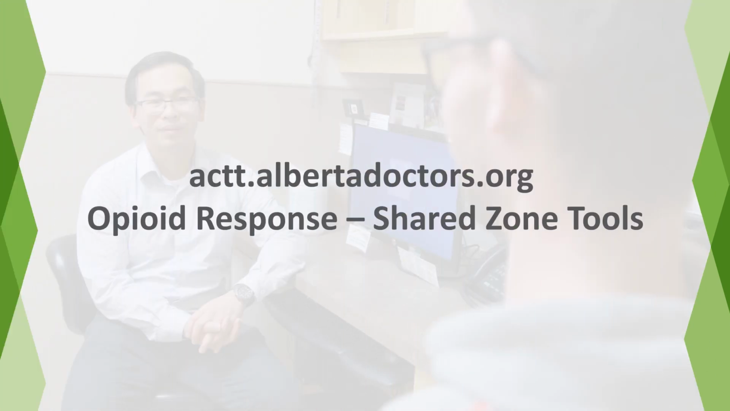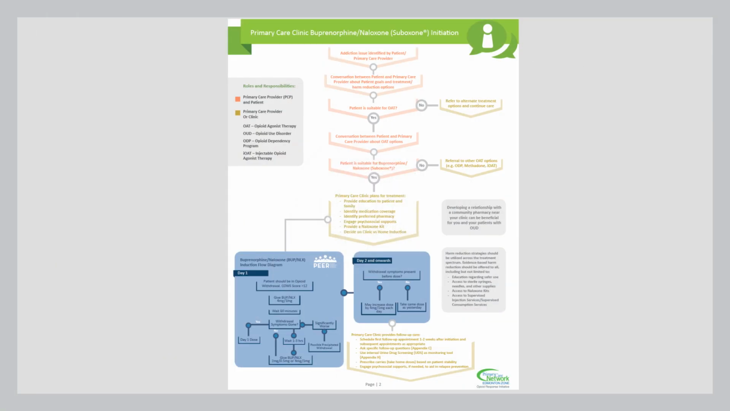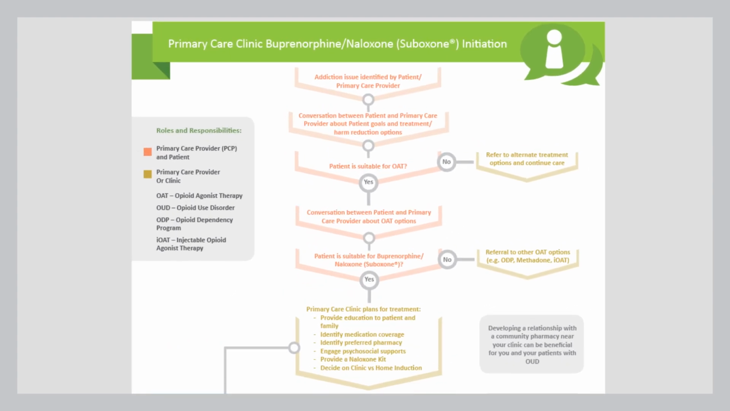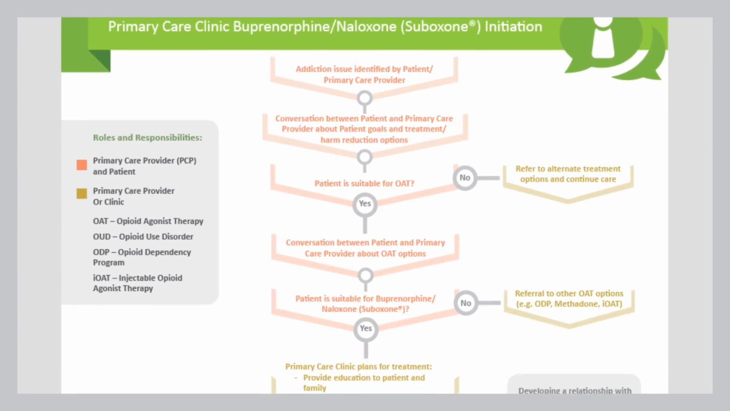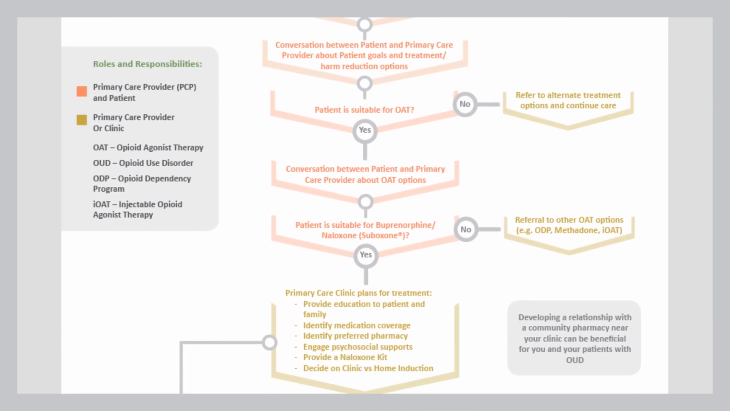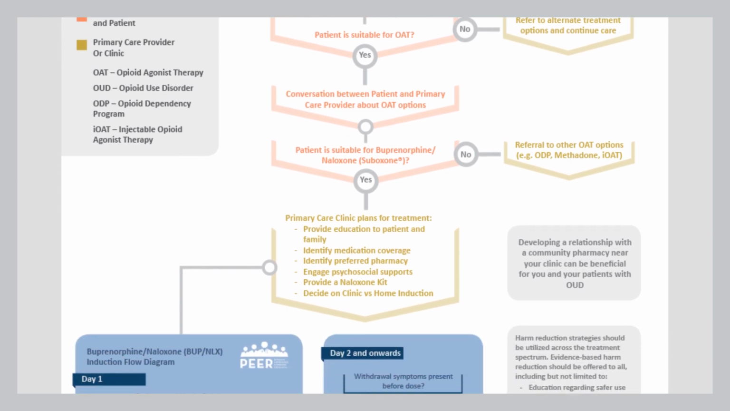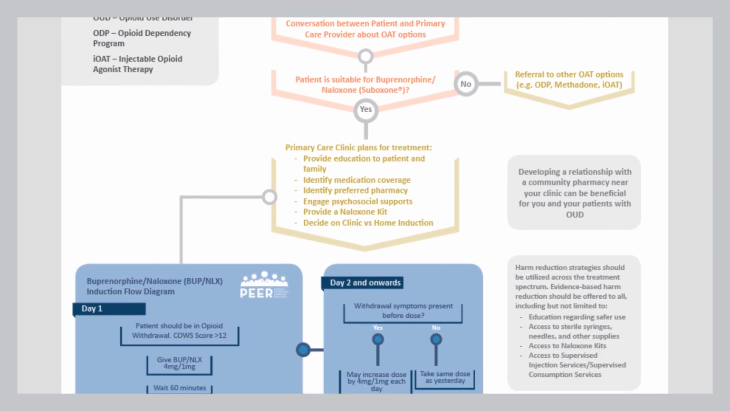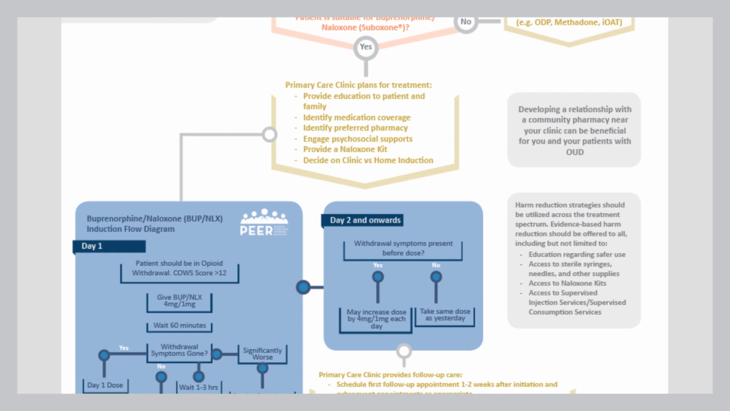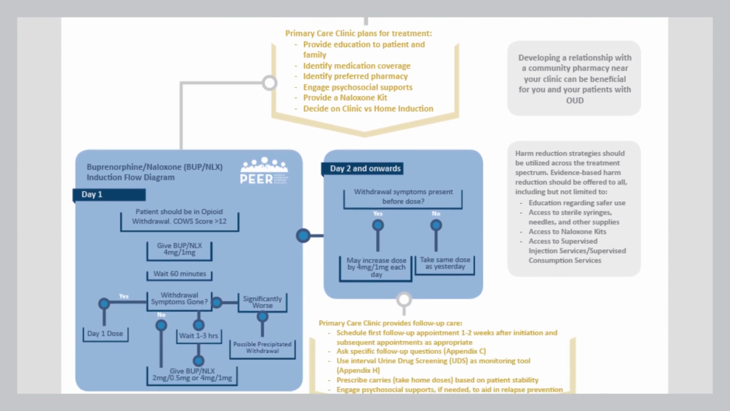As part of the Provincial Primary Healthcare Opioid Response Initiative, you can access a copy of the Pathway and Toolkit to download and use at the Accelerating Change Transformation Team website. The Pathway and Toolkit provide a guideline for primary care clinicians interested in starting buprenorphine, naloxone, also known as Suboxone, within their practice. It follows a step-by-step process and includes helpful resources and considerations.